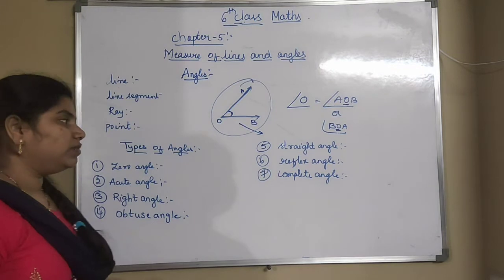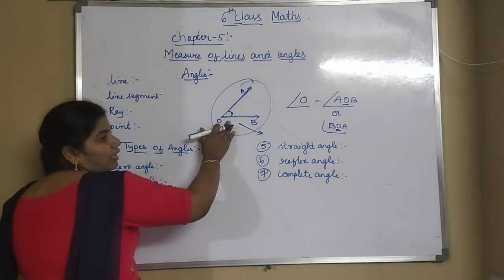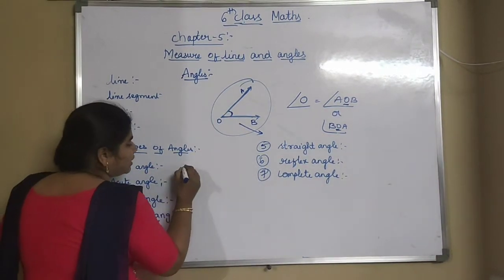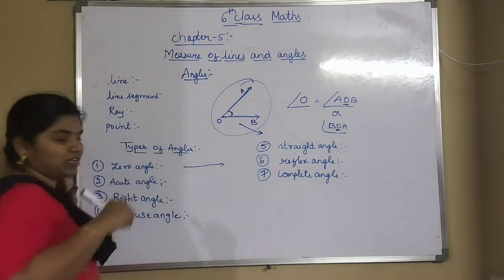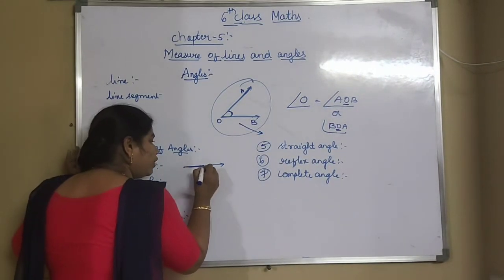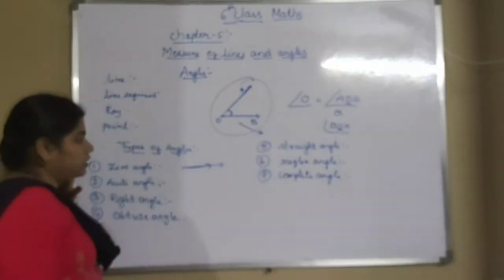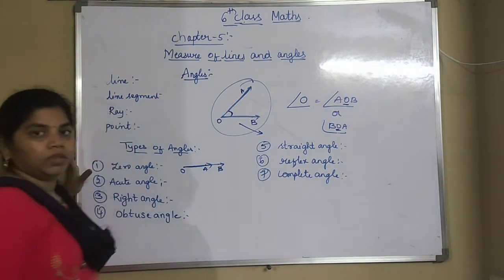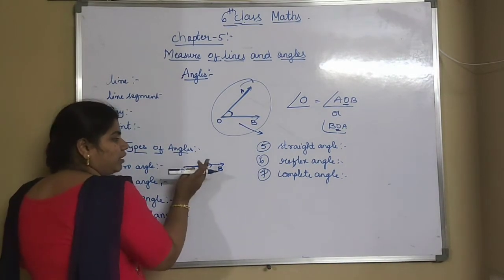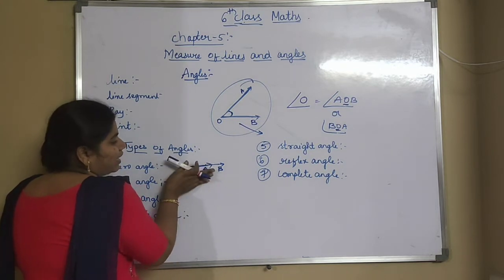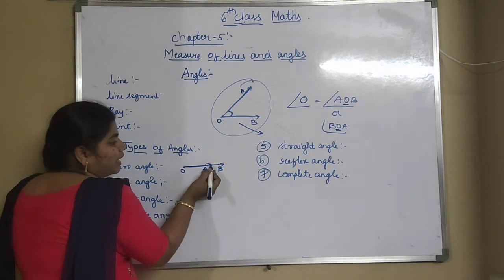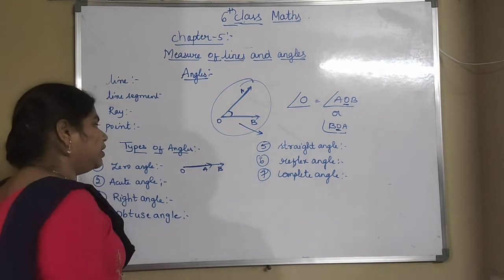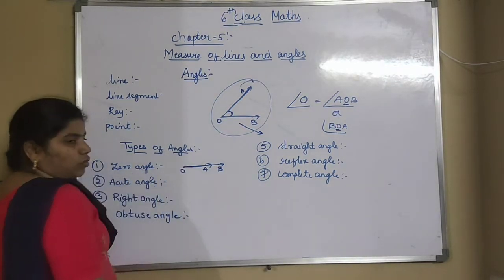So what is zero angle? We will see. So already I told you that angle is formed with two different rays. That means this is one ray, this is one ray, and on that only you are having another ray. So here it is A, this is B and this is O. So only in one ray you are seeing two rays. That means two rays are lying together, and this ray is not moving at all. That is in same position, in straight position. So we will call this as zero angle.